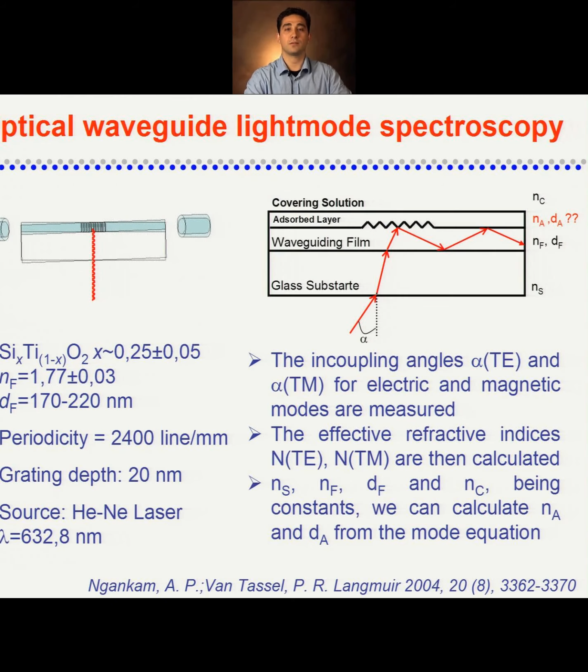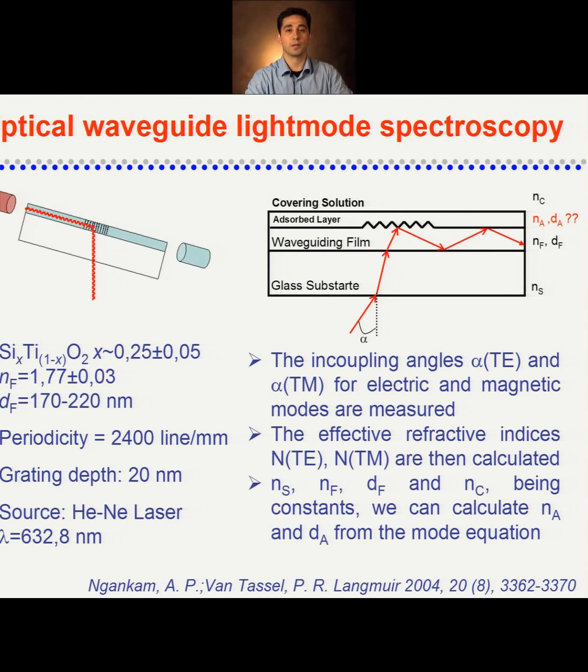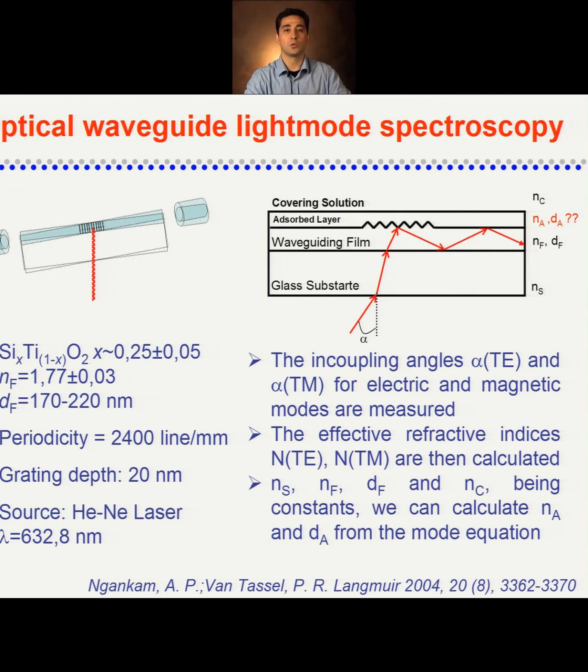In order to quantitatively study the amount of fibronectin adsorbing onto the different polyelectrolytes, we used a method called optical waveguide lightmode spectroscopy. This instrument measures the incoupling angle at which the laser light incouples into the waveguiding film and gives a maximum intensity at the photodetector.